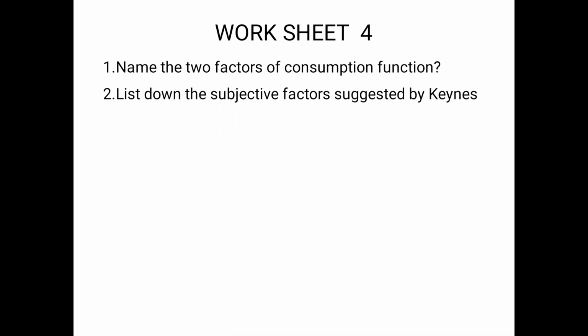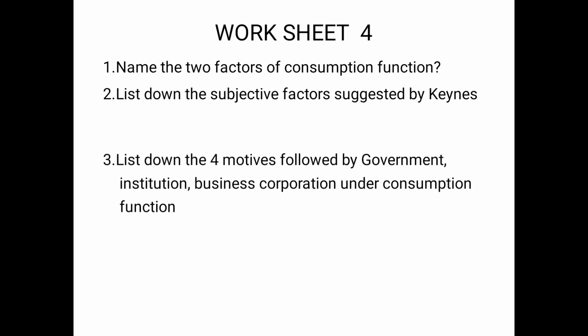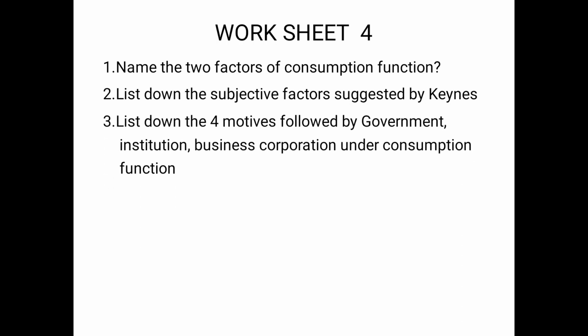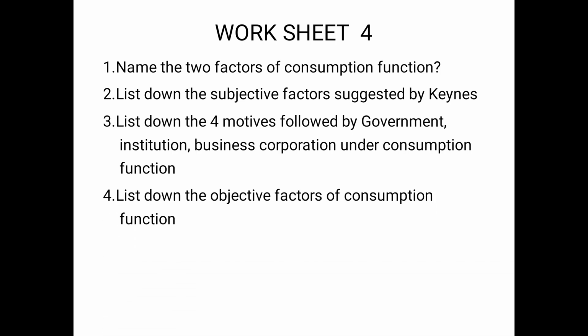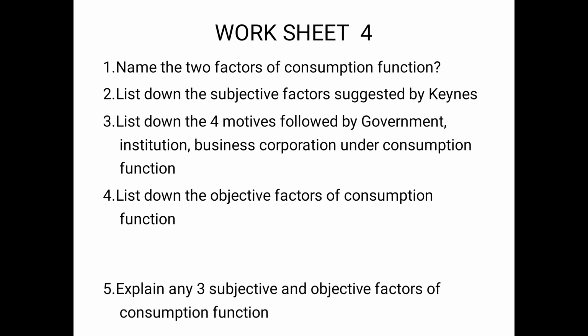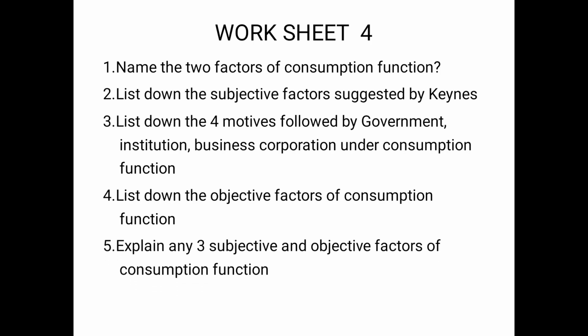So you have a worksheet. Your first question goes, name the two factors of consumption function. List down the subjective factors suggested by Keynes. List down the four motives followed by government, institution, business, corporate under consumption function. List down the objective factors of consumption function. Explain any three subjective or objective factors of consumption function. So this is supposed to be a book back question, subjective and objective factors of consumption. Please go through the slides once again and write down the answers for these questions for the worksheet.